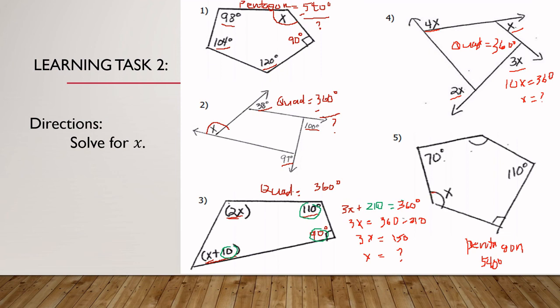Now, since this angle is the same, they are congruent, so that we can replace this as x also. Okay, so let us add x plus x equals 2x plus 70 plus 110 plus 90 equals 270. Then, equate this to 540. Then, solve for x. Parehas lang sila ng process.